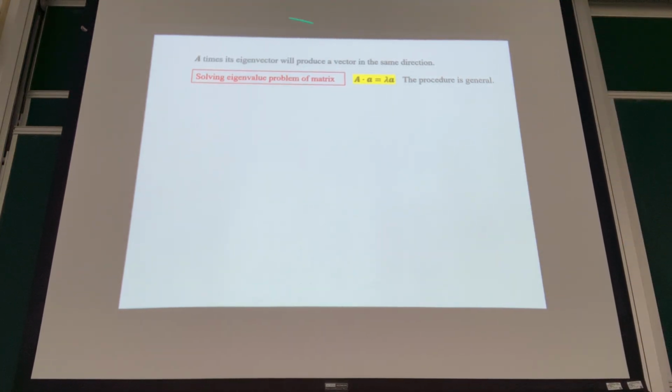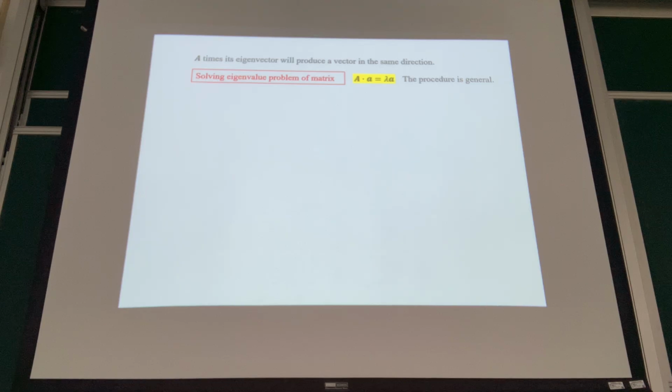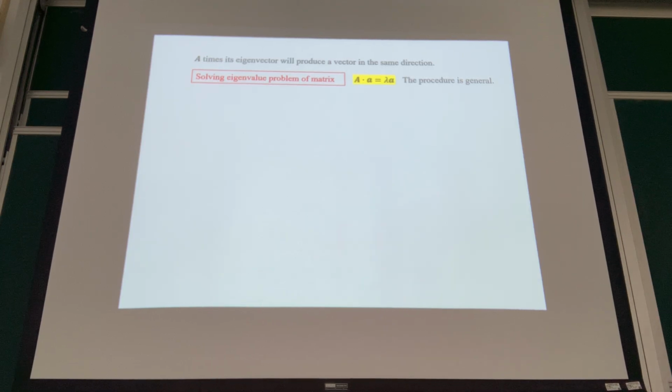Eigenvalue problem. I will show very soon, in the next half an hour, why this kind of problem is very important, not only for physics, but also for mathematicians. Okay, so A times a equals lambda times a.